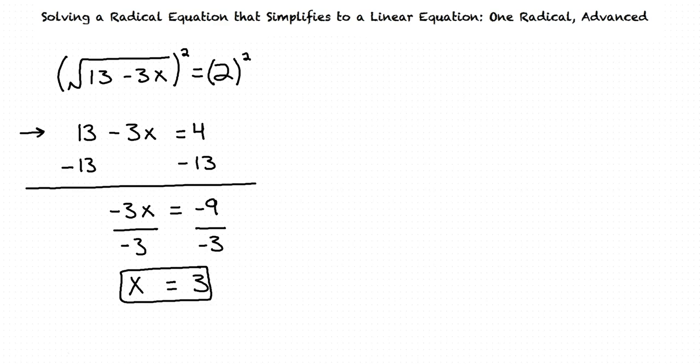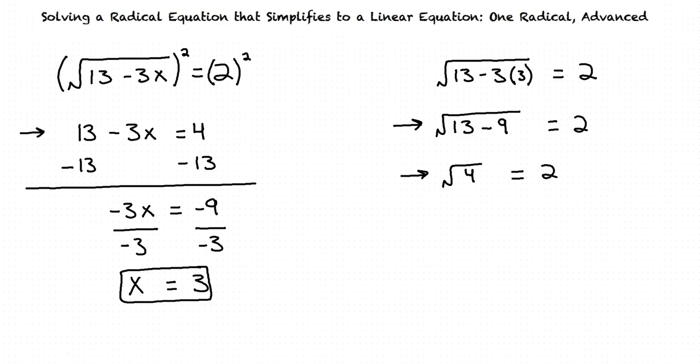And to check if you found the correct answer, you can substitute 3 for x in the original equation. This results in the square root of 13 minus 9 equals 2, and the square root of 4 equals 2. So from this, we can see that x equals 3 is the correct solution.